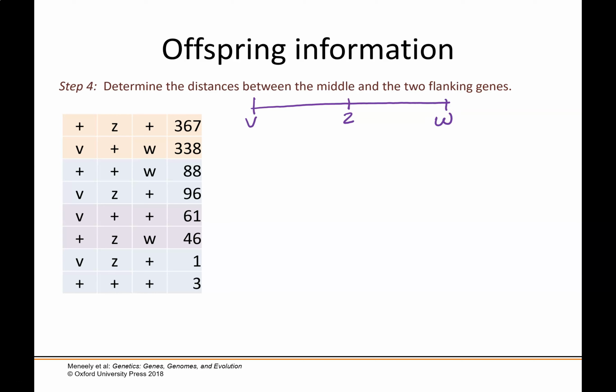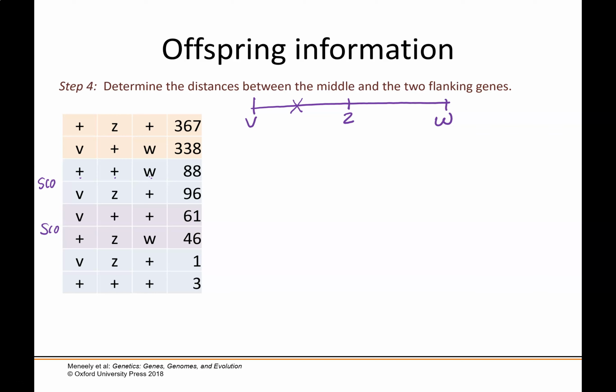So we are now going to look at one of our crossover events and determine which is the single crossover that occurs between V and Z locations. So again, we do this by comparing to the parental combinations. So if we look at this first single crossover event, we find that we have plus W.